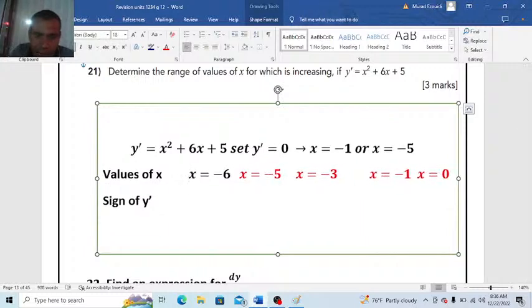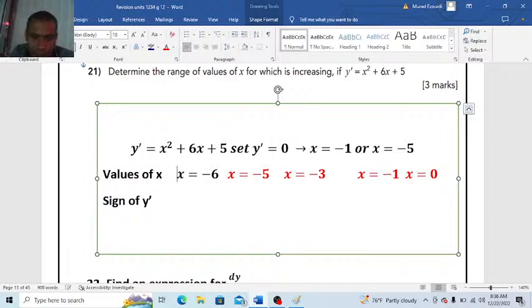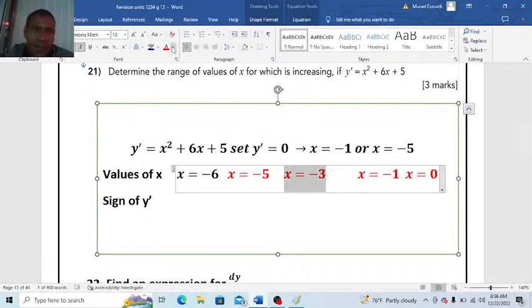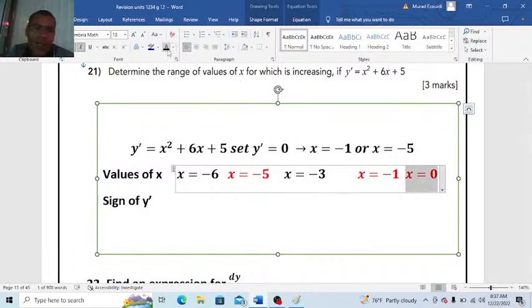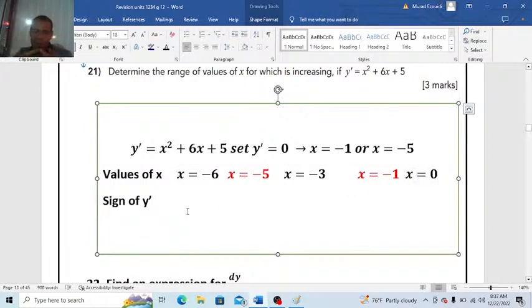This is now the values that I took. Okay, this is x = -5. This is, I will make it black. Okay, black. Okay, and x is equal to 0. Okay, you are going to check the sign of y dash when x equals -6, x equals -3, x equals 0.